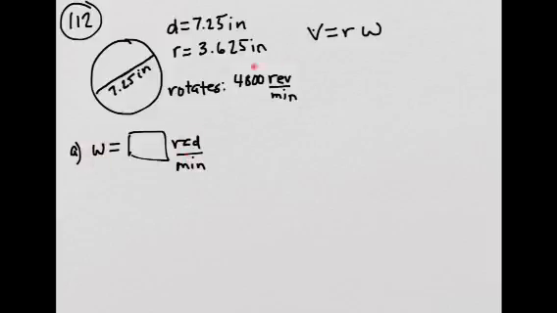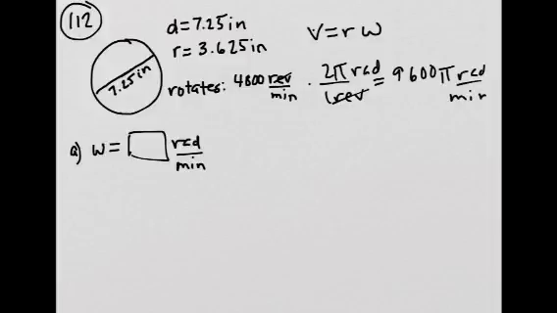So here I have revolutions per minute. So I'm going to multiply 1 revolution over 2 pi radians. Revolution is cancelled. So I'm left with 9,600 pi radians per minute. And that's the units they want. That's the units that are being asked for here. So this is the answer for part A.